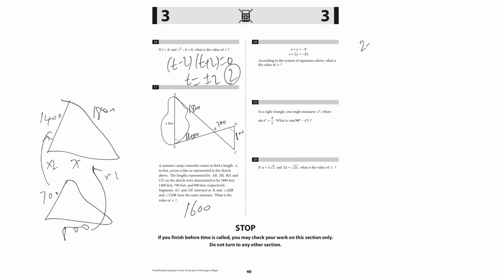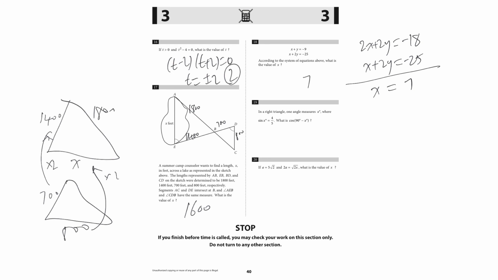According to the system of equations, what is the value of x? I'm going to multiply the first equation by 2, and then leave the second equation, and then I'm going to subtract, so x is equal to 7. 7 is the answer.